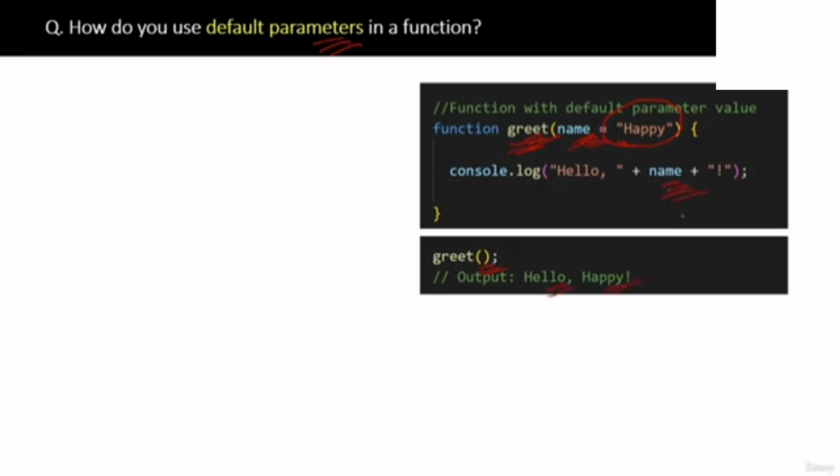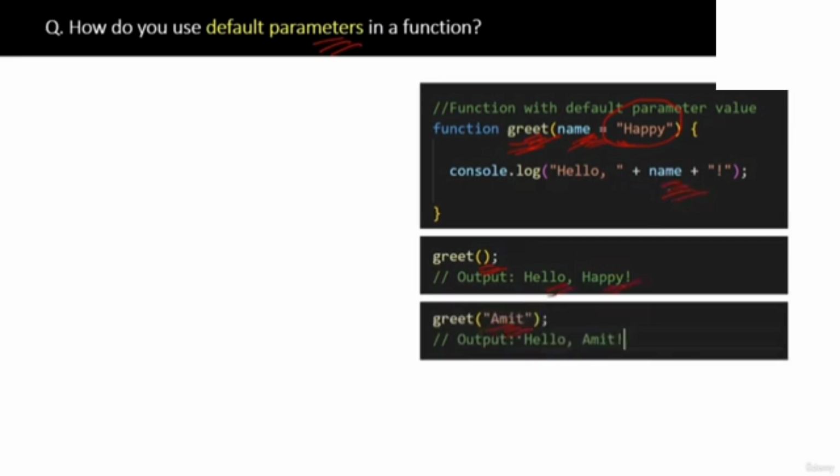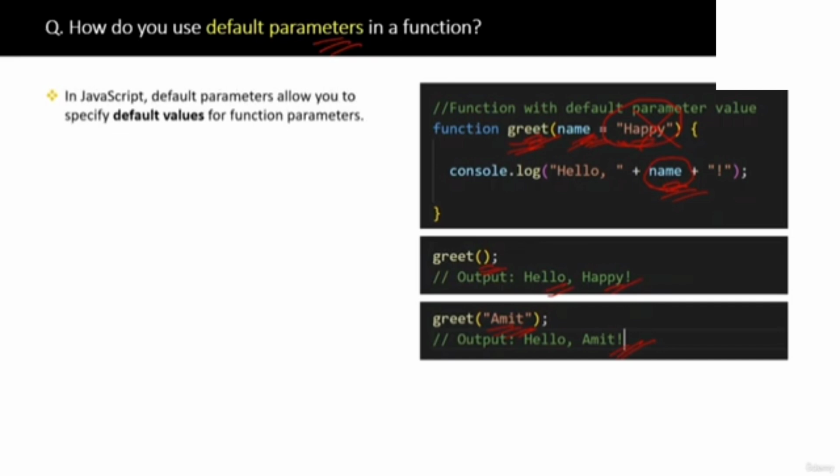But if we pass an argument to the method something like this, then the default value happy will be suppressed, or you can say ignored, and the passed argument value will be considered, and we will get the output as hello Amit. In short, the answer is, in JavaScript, default parameters allow you to specify default values for function parameters. Okay, that's the answer.